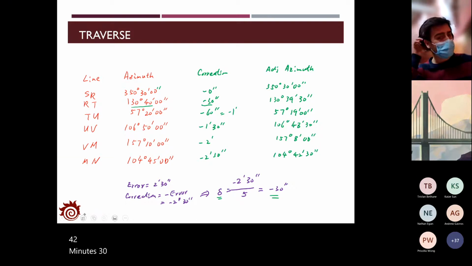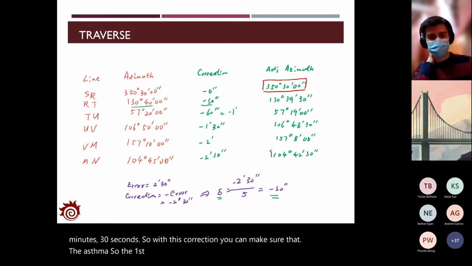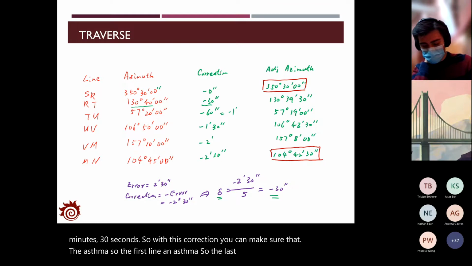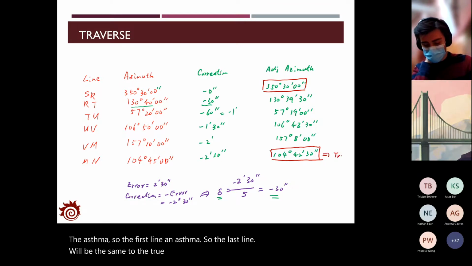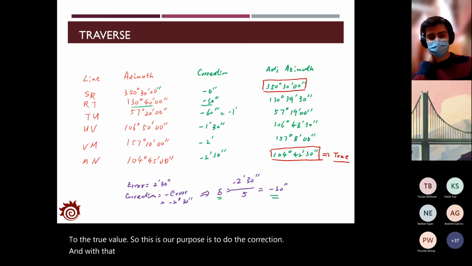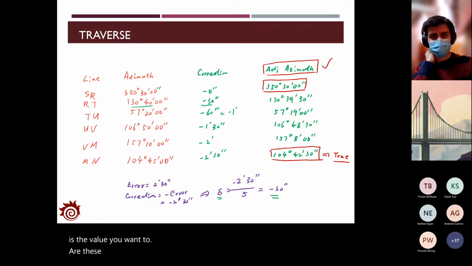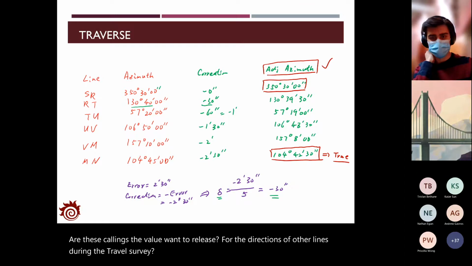So with this correction, you can make sure that the azimuth of the first line and the azimuth of the last line will be the same as the true value. This is our purpose in doing the correction. And with that, we can get the estimated value of each line in between. This column is the value you want to release for the directions of all the lines during the traverse survey. So that's for the closed traverse.